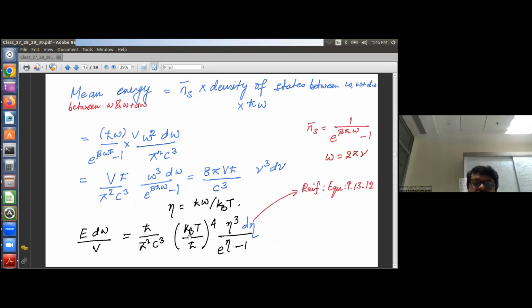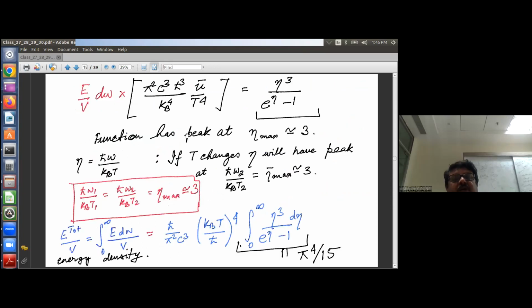So when you substitute that, you get eta cube d eta over e to the power eta minus 1. You get all these terms. You can check it out, and then you can plot. So basically, energy density is here, and into the other terms, that comes out to be eta cube over e to the power eta minus 1, which was the term which we started out with, which was plotted in the first figure of the book. You can go and have a look. Just to give you an idea, the function has a peak at eta max approximately equal to 3, not exactly equal to 3, but that's a working number which you could remember.